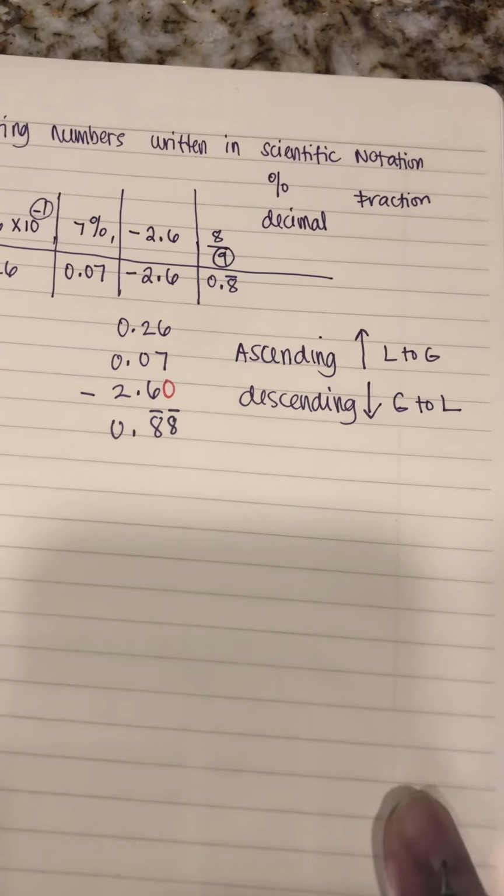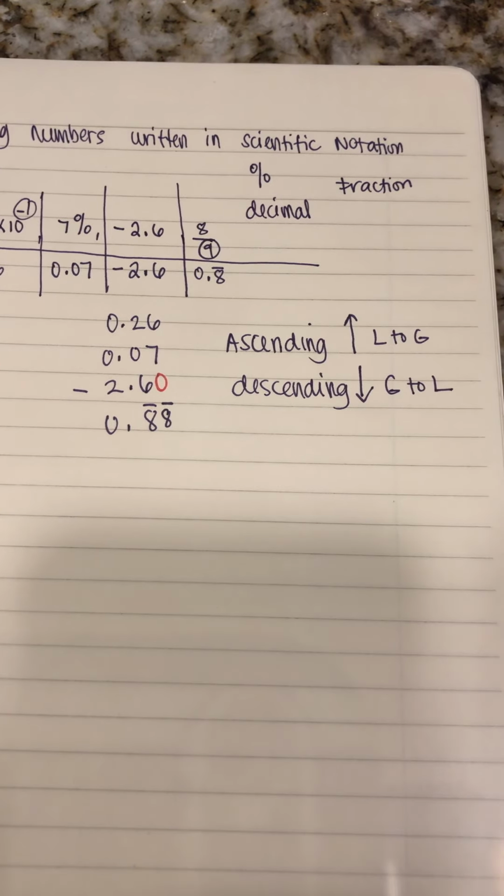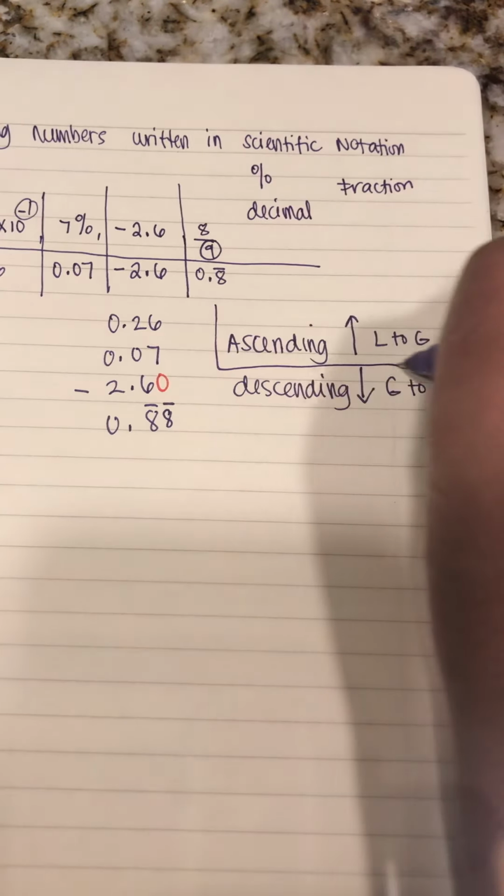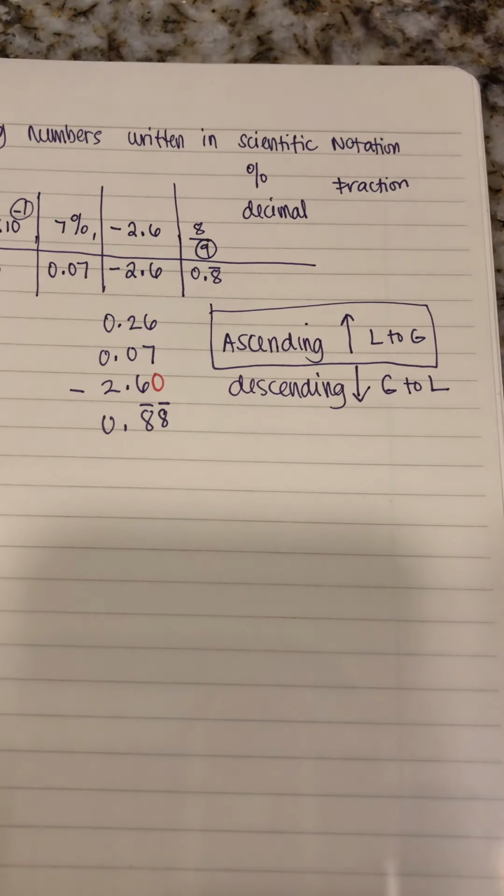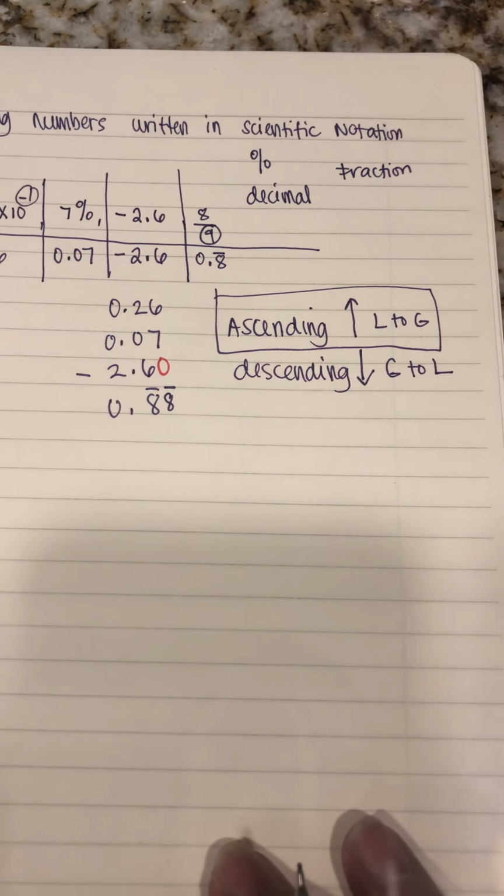Okay, so for the sake of our example, let's just do ascending. To be honest, even if the direction is descending, I still want you to do it in ascending order and then just reverse it. Because it seems easier for our brain to look at numbers from least to greatest instead of going greatest to least. Okay, so let's do ascending order.